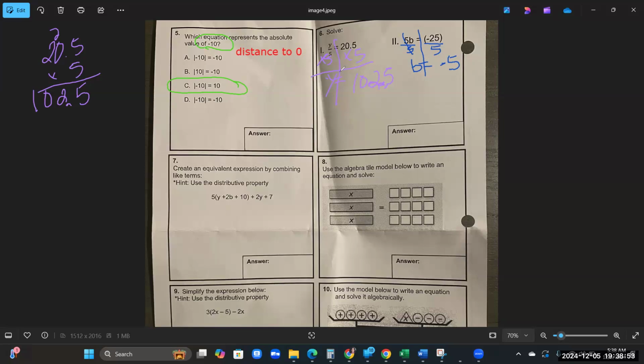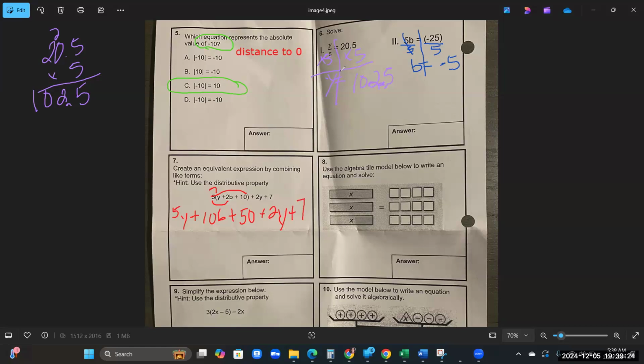And number 7. Create an equivalent expression by combining like terms. They told you to use the distributive property. 5 times y would give us 5y. 5 times 2b will get us 10b. 5 times 10 will get us 50. And bring the other stuff down.